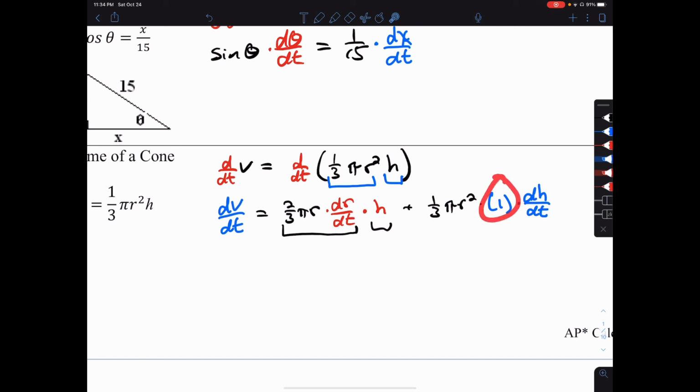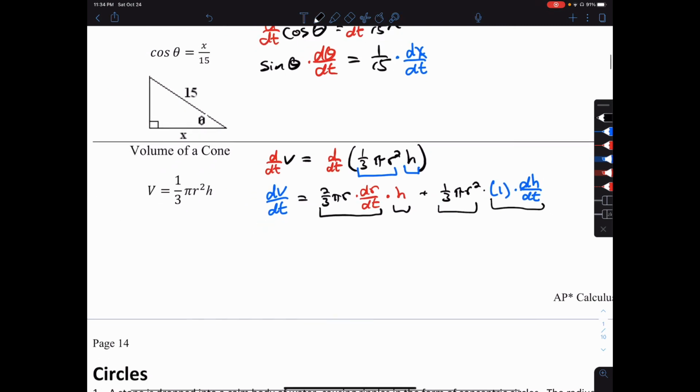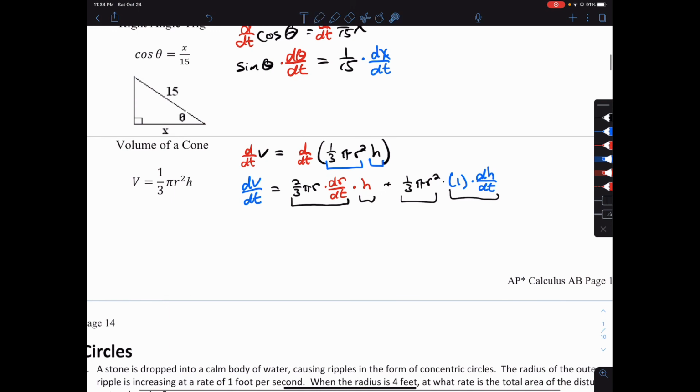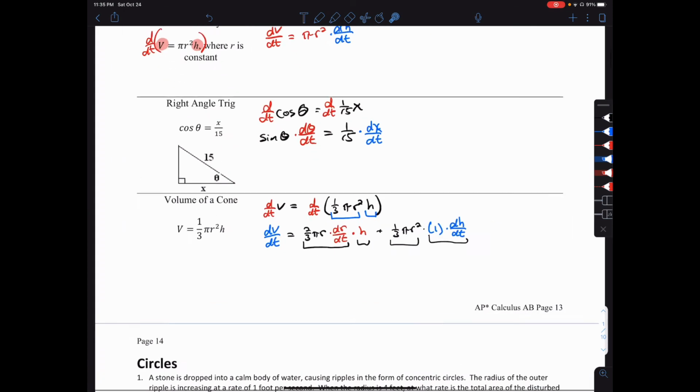If you chose not to write this 1, that would be fine. So this is the first times the derivative of the second. Could simplify that a little bit. We could pull some things out to the front. Let's not bother. This is a rate of change, how the volume is changing as time is changing. This is a rate of change, how the radius is changing as time is changing. This is a rate of change, how the height is changing as time is changing.